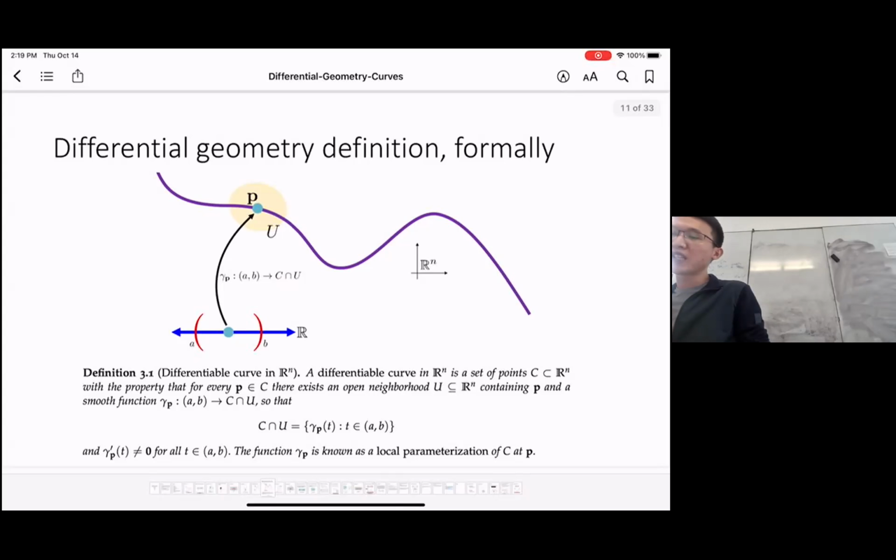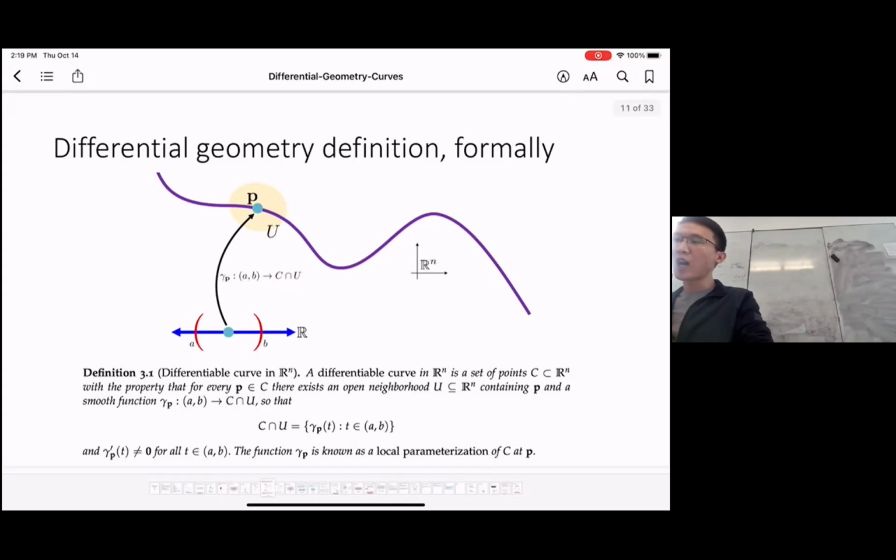This is to eliminate the case like the first subtlety we saw before. If the derivative is 0, it means it is a constant, and then everything will be mapped into a single point. So we cannot say it locally looks like a line, because locally it's just a single point. But as long as we satisfy this requirement, we have a valid definition of differentiable curves. And then this function gamma_P is known as a local parameterization of C at this point P.